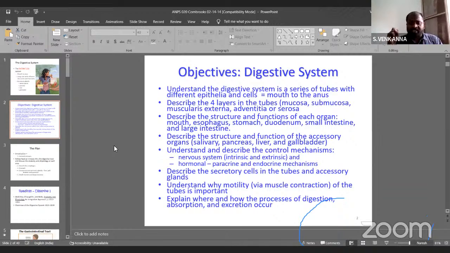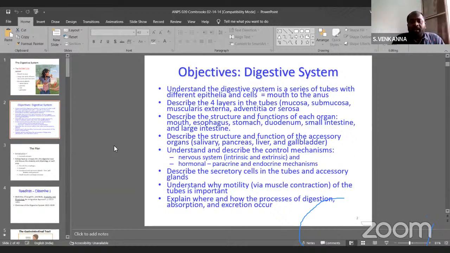Then the next objective is to describe the secretory cells in the tubes and accessory glands, and which glands secrete acids or bases. Mostly acids are released into the internal intestinal organs. Why? Because it helps in breaking down food from one part to another.